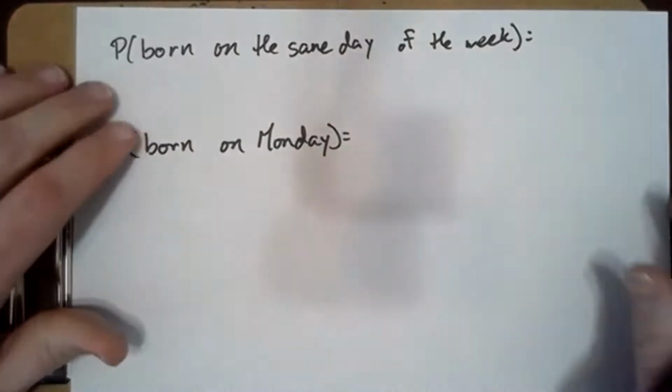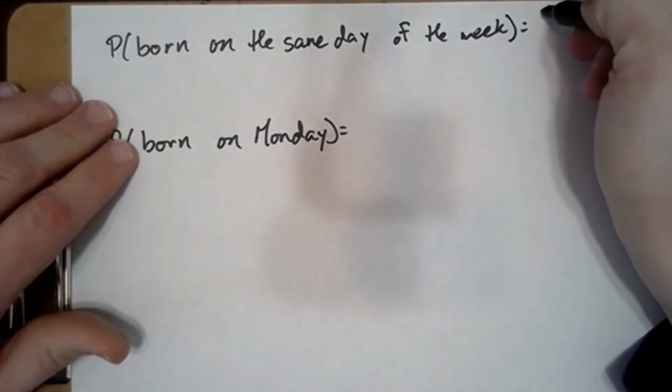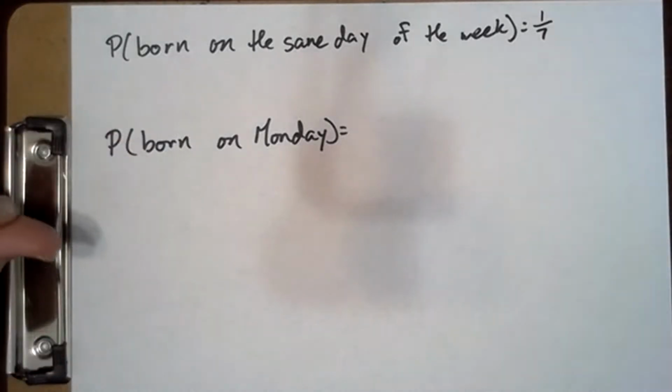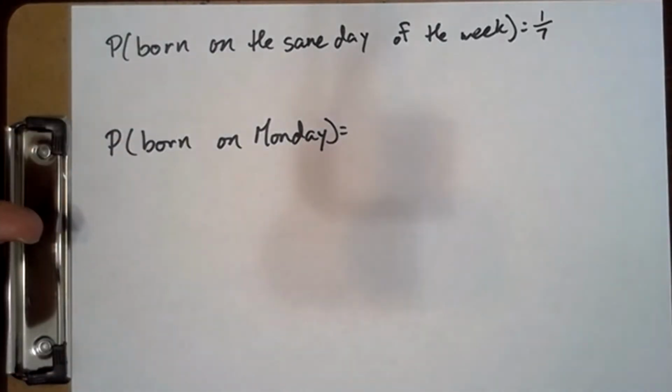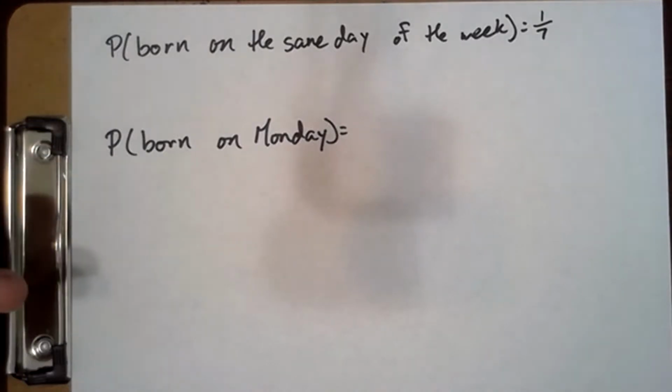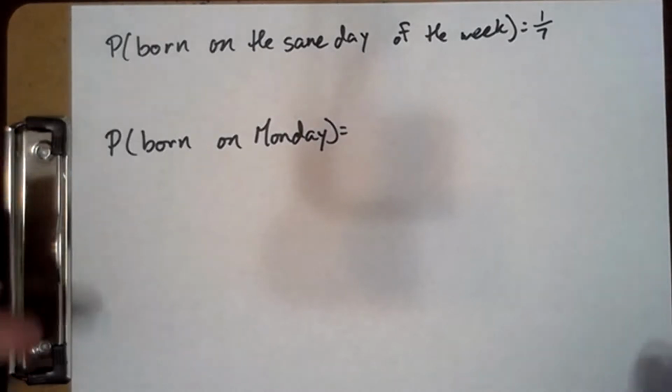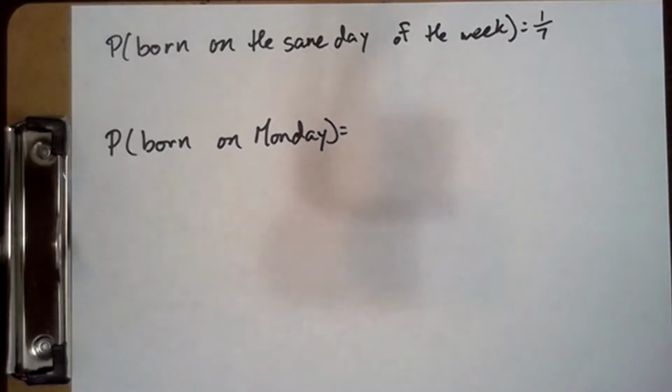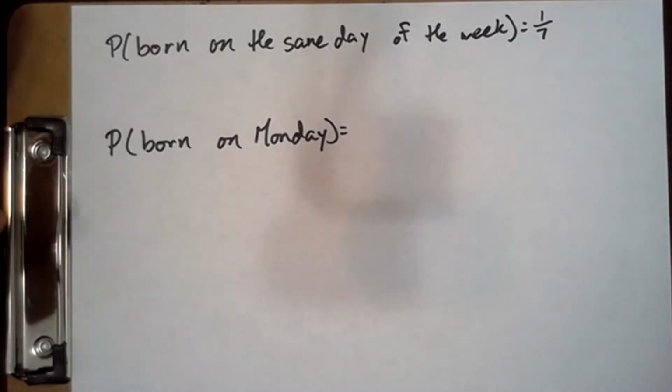So here, the probability that they're born on the same day of the week is just 1/7. Because we pick any person, say me, I was born on a Monday. And if I pick any of you, the chances that you were also born on a Monday are 1 in 7. But if we just pick 2 people at random, that can go for any day of the week.